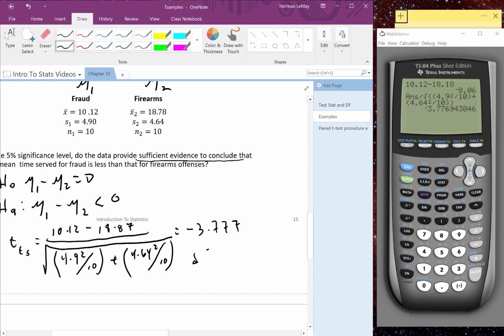And let's just note that our degrees of freedom, so we'll come over here, program, DF, gets on the screen, starter on up, so 4.9, 10, 4.64, 10. So we get 17 degrees of freedom.